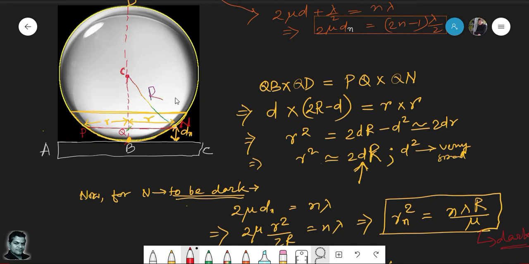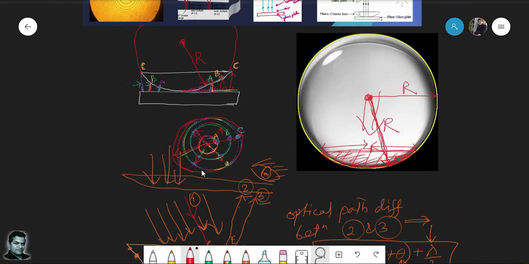One thing may still not be clear at this moment: why we are saying that this is the radius of a dark ring. I explained a little while ago that if you look from the top, what you see in this plano convex setup is a circle. So this is the touching point, and all points on this circle have the same radius, so the same thickness. All points on this second circle have the same radius, so the same thickness. So if a bright interference is happening here, constructive interference at the point B, then all the points on this ring will be bright because they have the same radius, same thickness, same condition.